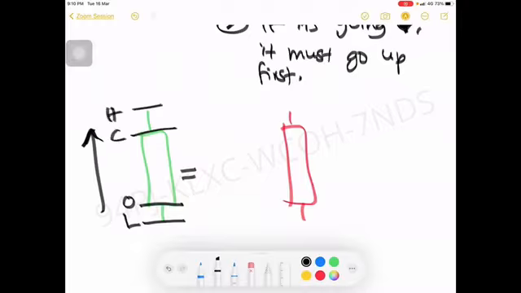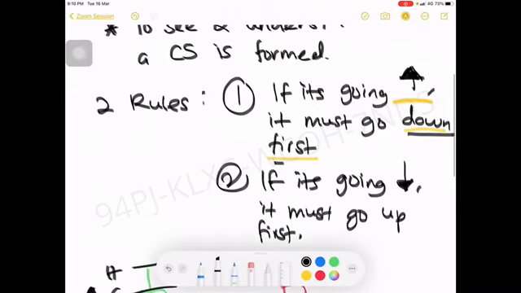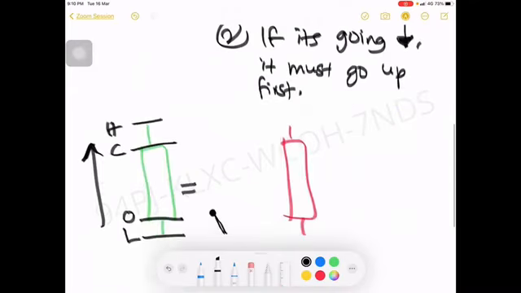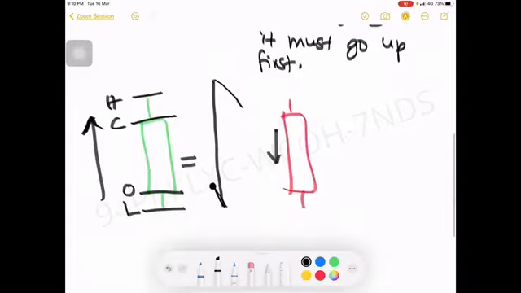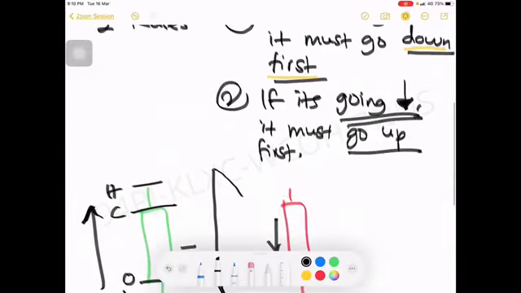Okay, so we can translate this into a line chart. From the open point, it's going to go to the low. Remember, it has to go down first. It's going to go down first to the low, going up to the high, and then go down.